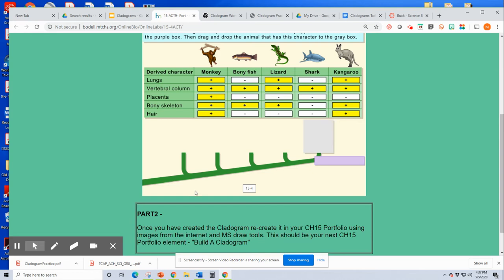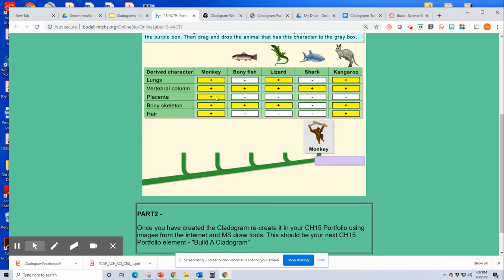lesson. So if I'm starting over here, I have to start with the living organism that has all of the traits that I'm looking at, and that's Mr. Monkey. So I'll grab him, I'll put him there. Now, how do I decide what trait to put here? So here's how you do it. Mr. Monkey has all 5 traits. The kangaroo has 4. What's the one trait that the monkey has that the kangaroo does not?